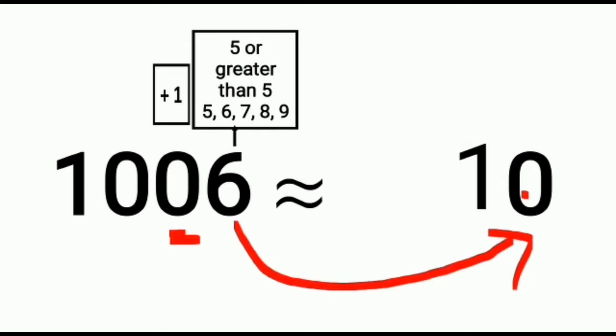After that this 0 on the hundreds place will also remain same, and the 1 on the 1000 place will also not change. So 1006 will be rounded off to 1010.